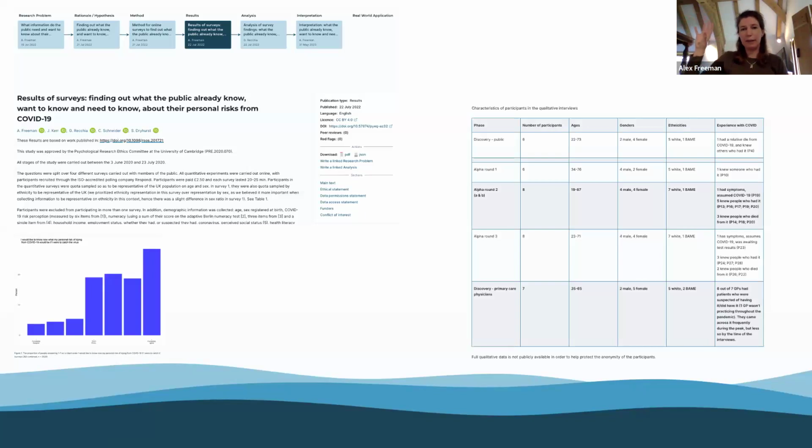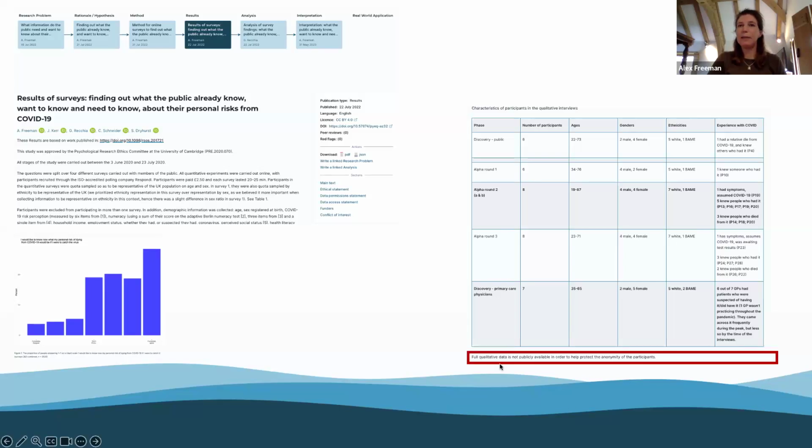And here is an example from some qualitative work. This was interviews with people. Again, we're giving the demographics of the participants, so what ages they are, genders, ethnicities, what experience they had with COVID, which was the subject of the interviews. And then we have this statement at the bottom that says full qualitative data is not publicly available in order to help protect the anonymity of the participants. So we couldn't make all the data available, and it's very difficult for somebody else to analyze that.